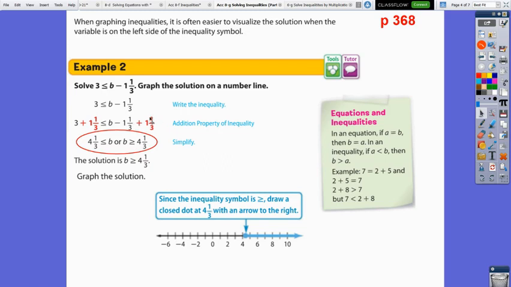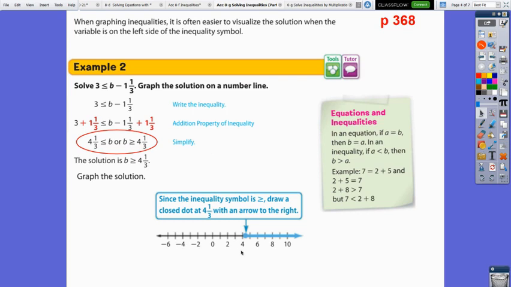Okay, that makes this one go. They did this one horizontal. Okay, 3 plus 1 1/3 is 4 1/3. So that's my answer. 4 1/3 is less than or equal to B. A lot of people don't like it like this with the variable on the right side when you give your solution. So you can flip it to B is greater than or equal to 4 1/3.